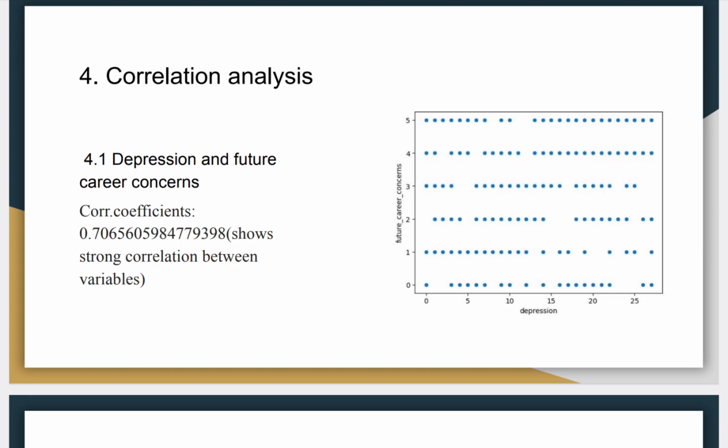So in our data, when the correlation coefficient is between 60 and 80, it means it is a strong correlation. What does strong correlation mean? It means that if you are really concerned about the future career, then the depression level also goes up.